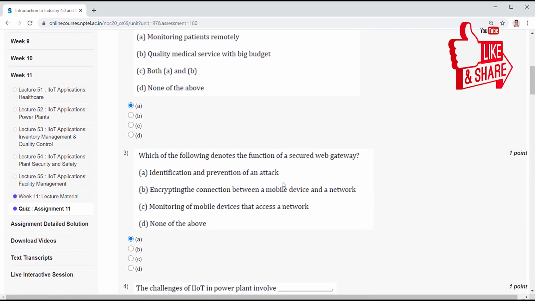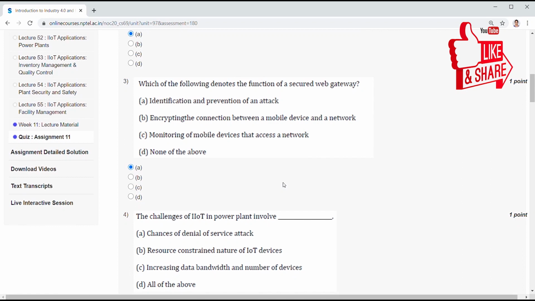Coming to the third question, which of the following denotes a function of a secured web gateway? The options are A. Identification and prevention of an attack, B. Encrypting the connection between a mobile device and a network, C. Monitoring of mobile devices that access a network, D. None of the above. The right answer is A, identification and prevention of an attack.